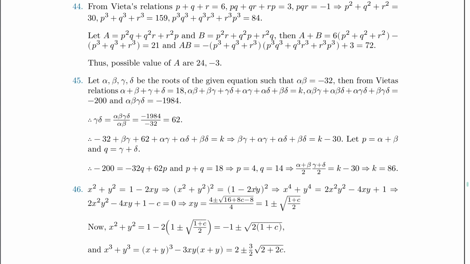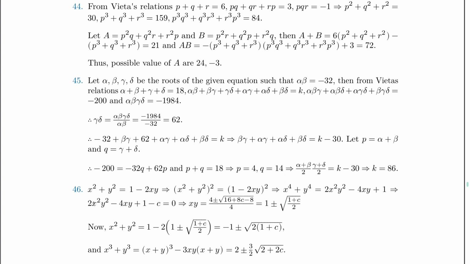This will become 1 plus 4x square y square minus 4xy. And then 2x square y square will go from this side and get subtracted. So it will become 2x square y square minus 4xy plus 1. This implies that now this is given as c. So this implies that 2x square y square minus 4xy plus 1 minus c is equal to 0.